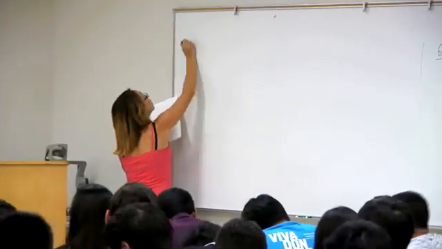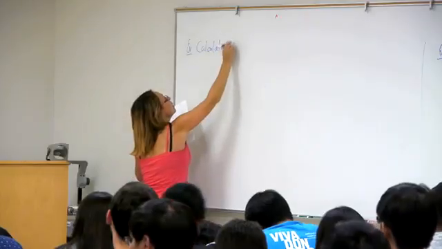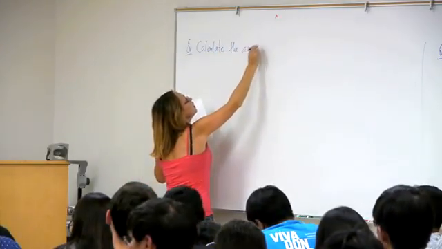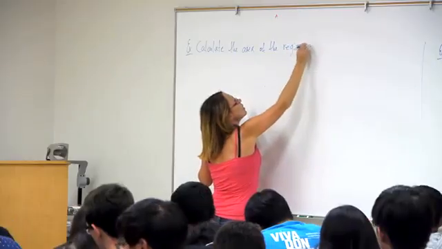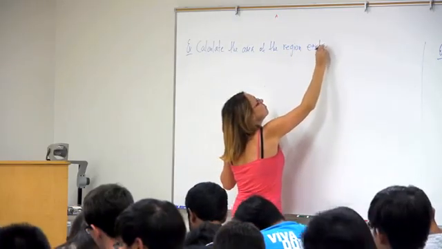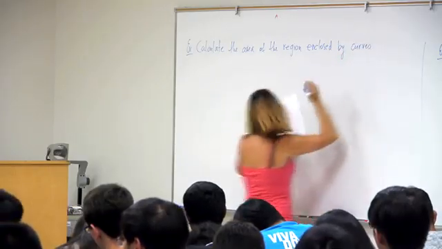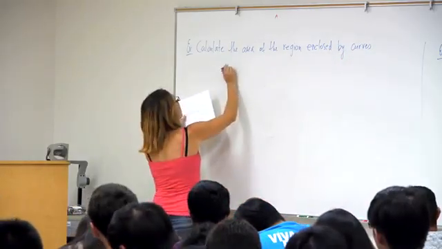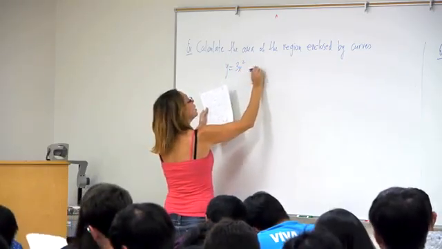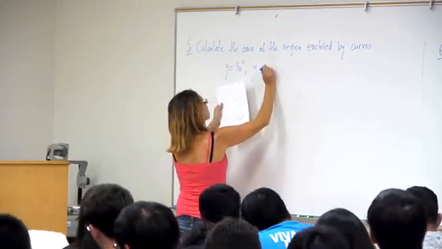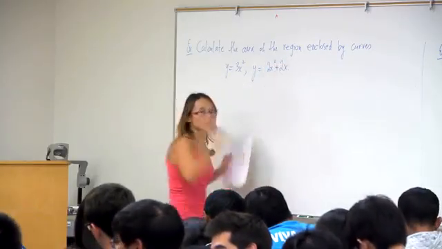So calculate the area of the region enclosed by curves y equals 3x squared and y equals 2x squared plus 2x. Okay.